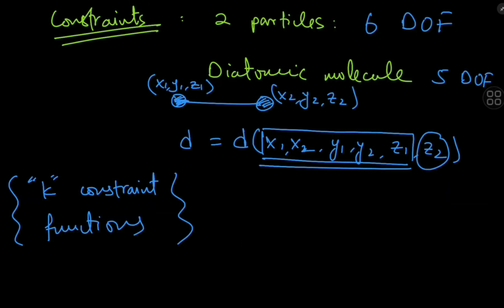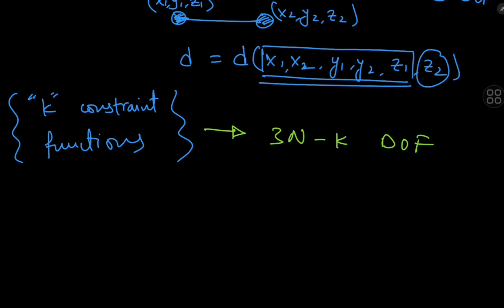Of course, one can generalize this by saying that if we have k number of constraint functions, then it's possible to eliminate k variables from the total number of degrees of freedom, and thereby our system will have 3n minus k degrees of freedom. Okay, cool. And so far we've been talking in terms of Cartesian coordinates. But we don't have to always talk about Cartesian coordinates. Any coordinate system will work as long as it takes care of the degrees of freedom.